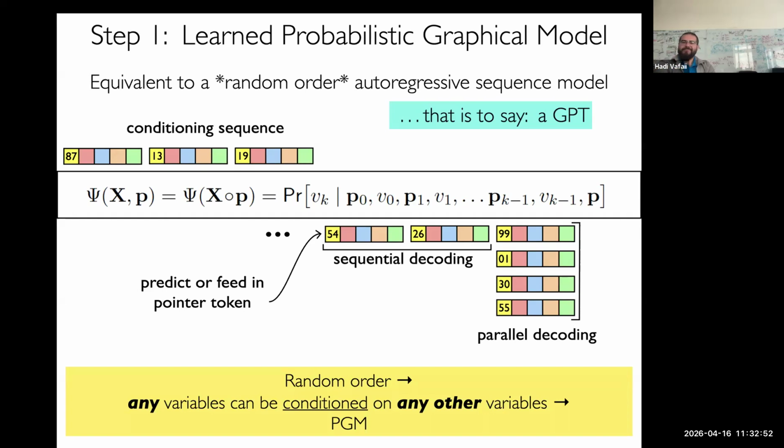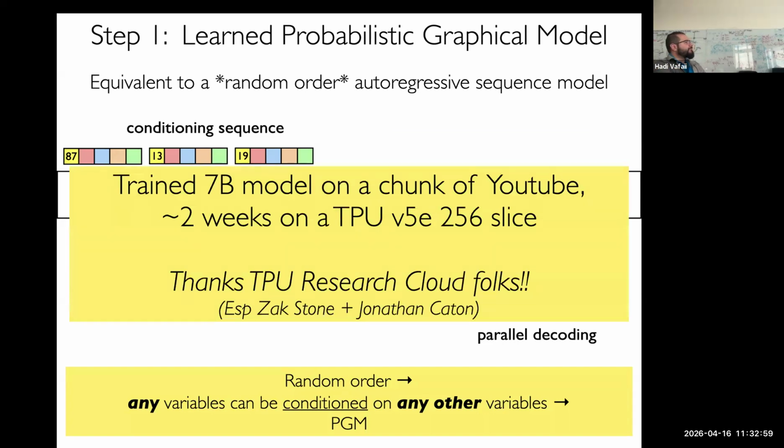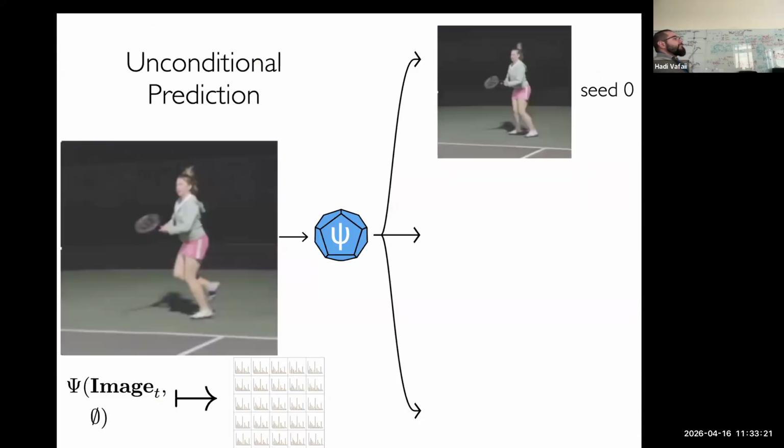Okay, so here we have this thing, and it's doable in the sense that you can train a 10B model on a chunk of YouTube. It's a little more than 2 weeks on a TPU. I really want to acknowledge the TPU Research Cloud folks here because they enable us to do this stuff. Anyway, the point is that you can train this kind of model. We did it. And now I'm going to tell you some outcomes of it, some inference pathways that it does.